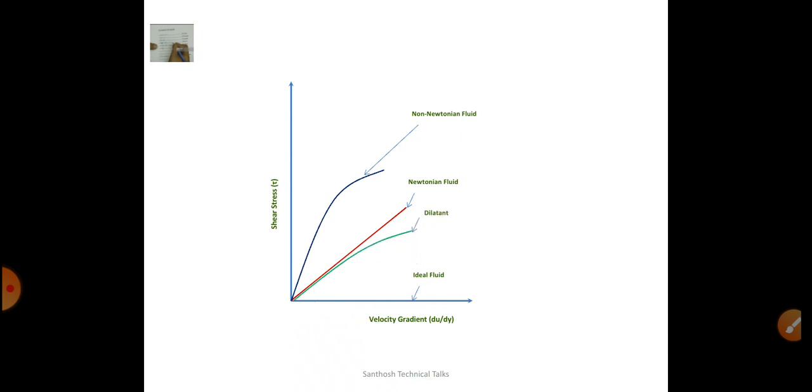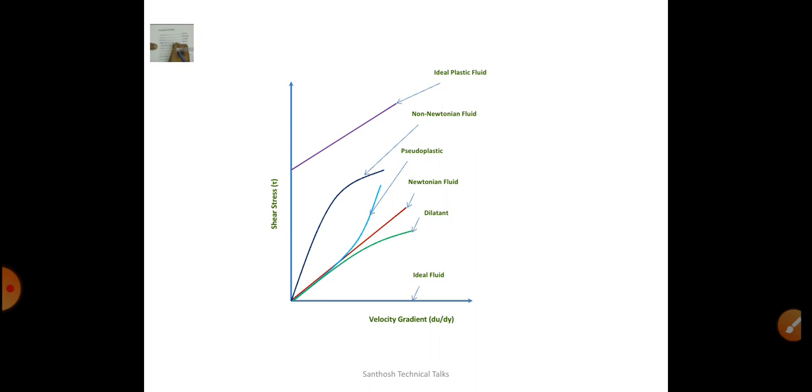And next is a dilatant. Dilatant is also a type of non-Newtonian fluid where the exponential constant is there. And pseudoplastic. Pseudoplastic. And next is an ideal plastic fluid. It is nothing but a Bingham fluid.